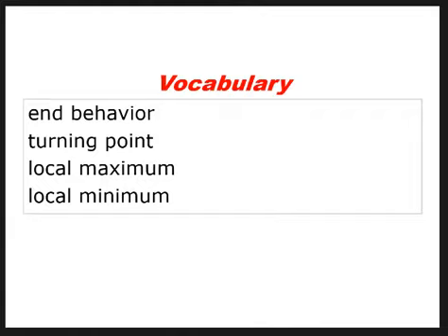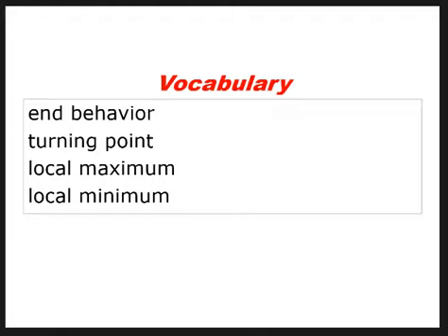A turning point is more or less what you would expect a turning point to be. Where does your graph turn and begin to head in the opposite direction that it was originally headed in? And then a local maximum and local minimum just mean, do we have a maximum point or a minimum point as the result of a turning point in a graph?